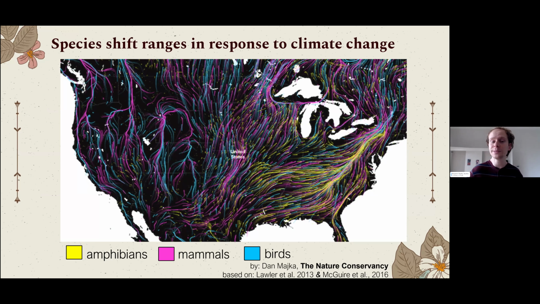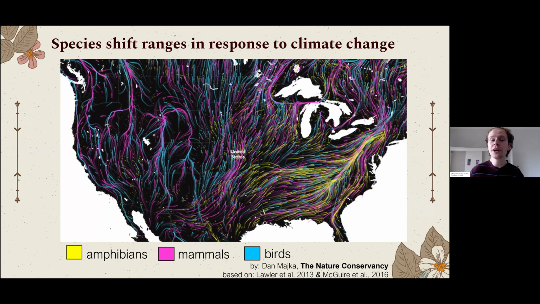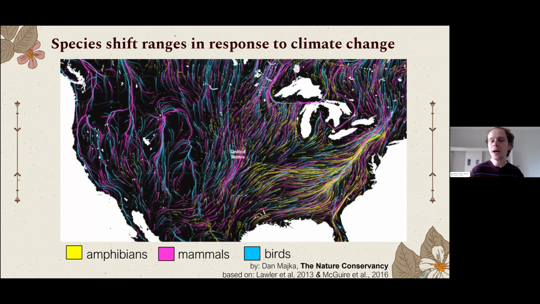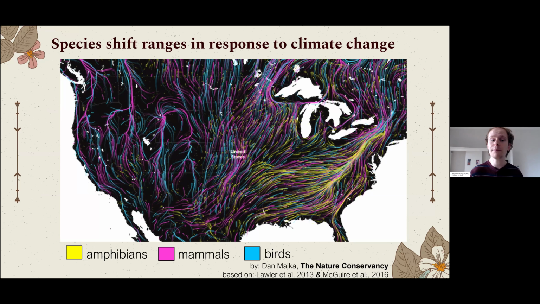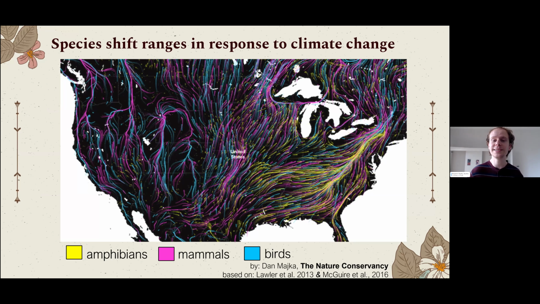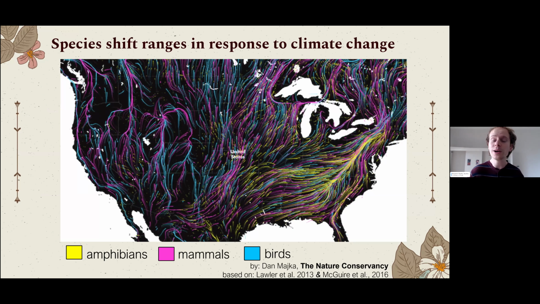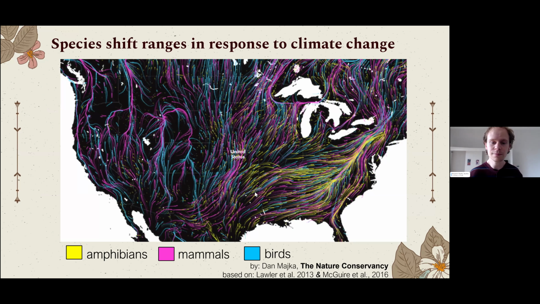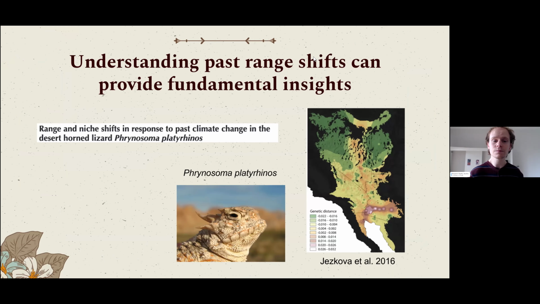However, this map is somewhat simplified in that it shows where species should go if we're able to track climate fully, but many species are not able to. So it's much more complex than even this map might suggest. Therefore, understanding how species shift their ranges in response to climate change is a fundamental question in biology today. In particular, looking to the past, we can provide additional fundamental insights into the ecology and conservation of certain species.